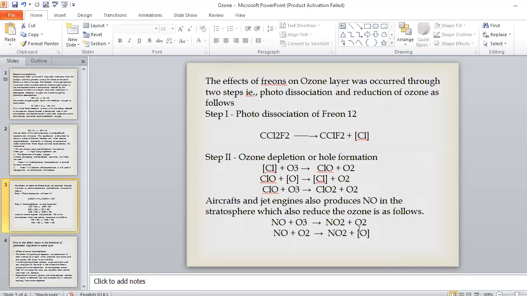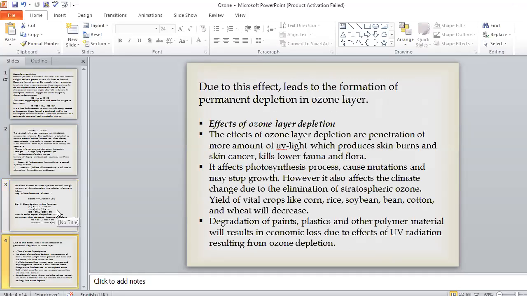This molecular oxygen further is converted into atomic oxygen. Due to that, the formation of ozone is prevented automatically. The thickness of the layer keeps on degrading. Every time the formation of ozone keeps taking place, but instead of that, other activities are occurring. Due to that, the thinning of the ozone layer is occurring.